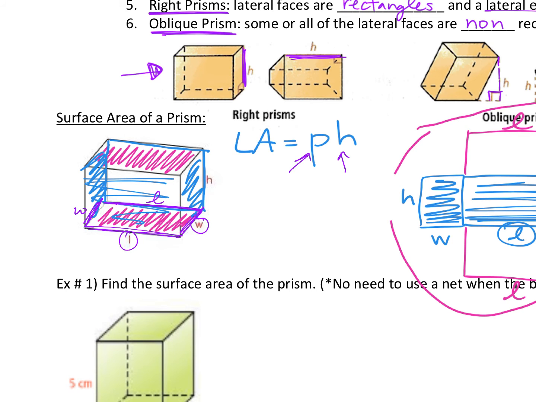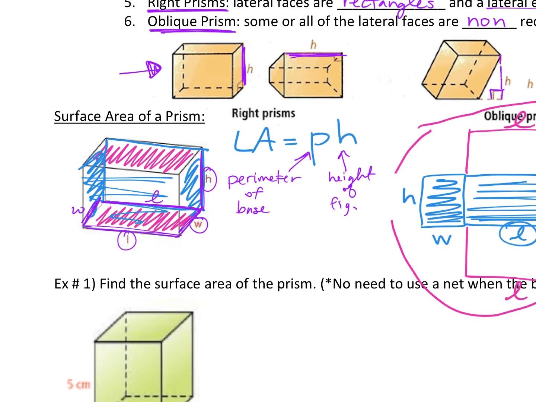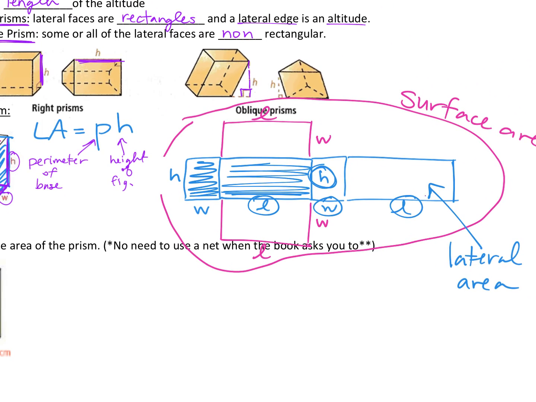Height of what? Not the height of the base, the height of the whole figure, okay? So this is the perimeter of the base. This is the height of the figure, okay? The height of the figure right now is that H, right? So if I take the perimeter of the base times the height, I will get that blue and purple area, right?